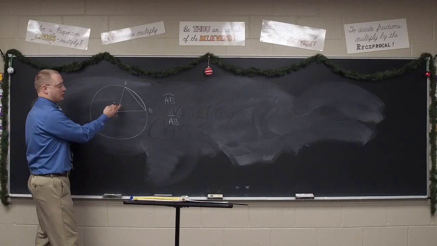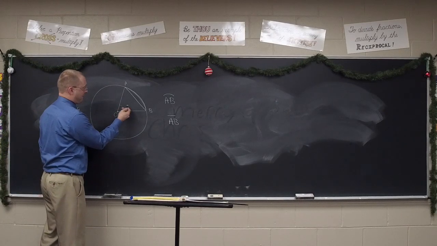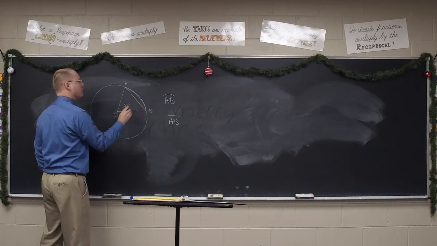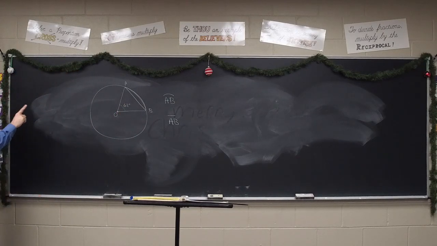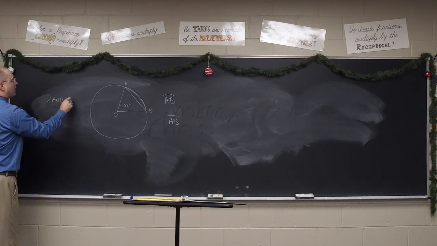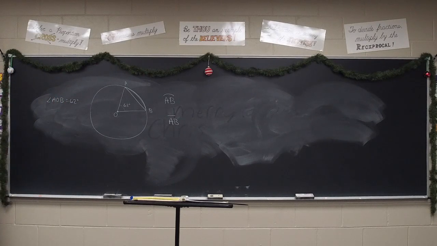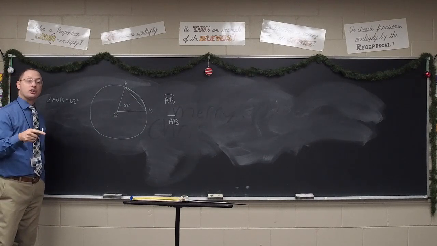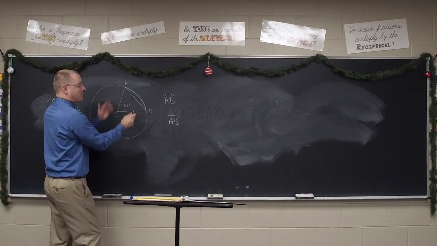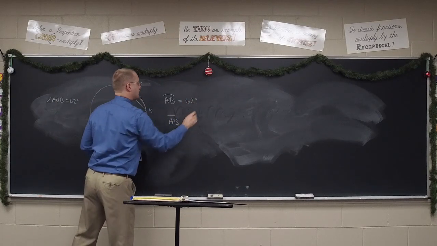Now, if I wanted to measure this with my protractor, I certainly could. I might measure it. It looks like it's about 62 degrees, for instance. If the angle AOB is 62 degrees, what else must be 62 degrees? From our lesson yesterday, what is always equal to a central angle? The arc that it intercepts. It cuts off arc AB. Arc AB must also be 62 degrees.